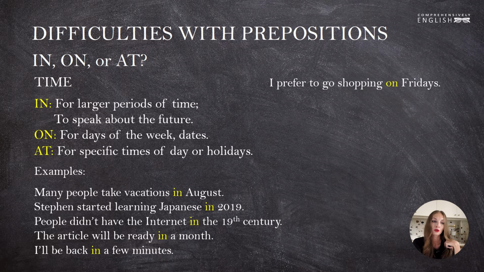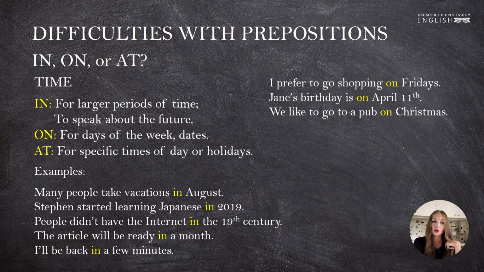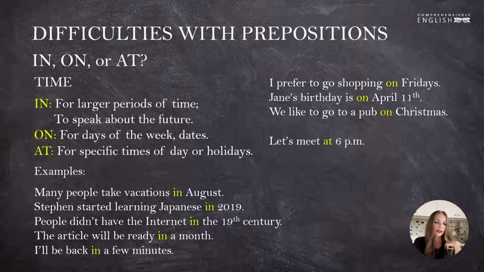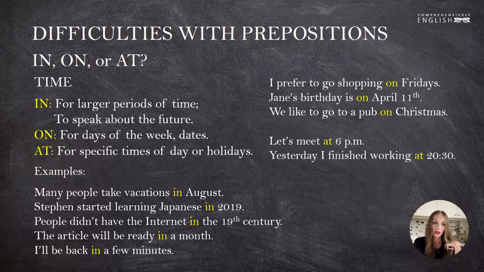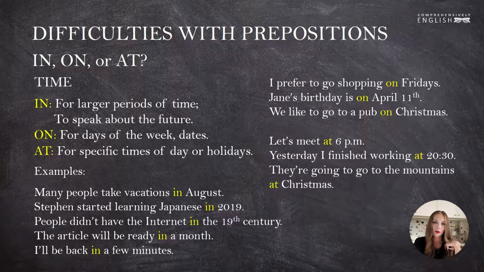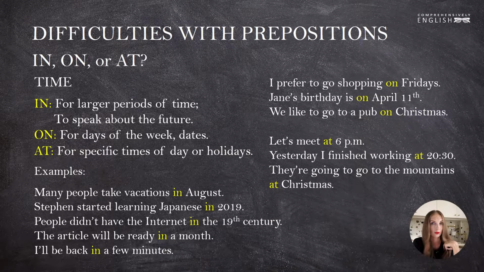I prefer to go shopping on Fridays. Jane's birthday is on the 11th of April. We like to go to a pub on Christmas. On is used with specific days. And let's meet at 6 p.m. Yesterday I finished working at 8:30. They are going to go to the mountains at Christmas.